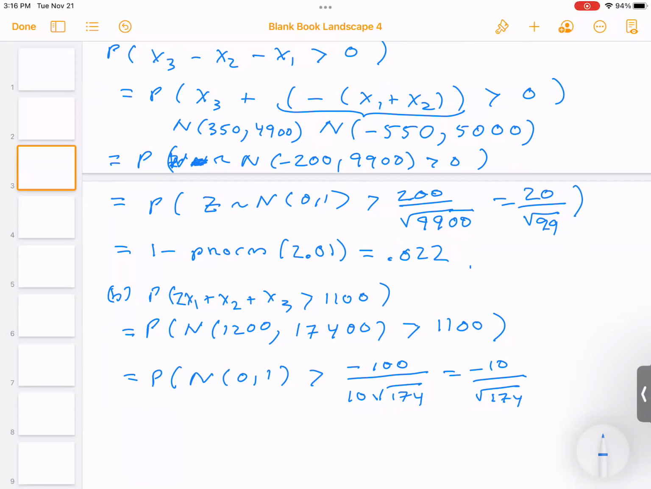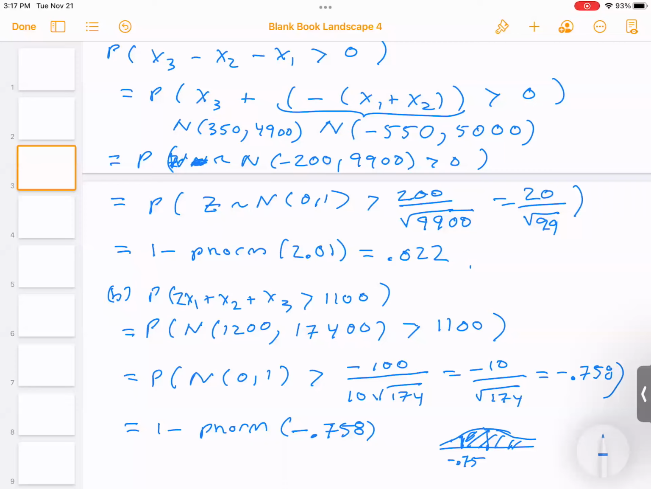So actually I did it here. This is minus 0.758. And this better be 1 minus P norm, right? 1 minus P norm of minus 0.758. So in other words, I got something like this, standard normal, and it's this area, right? It's the area greater than minus 0.75 here.